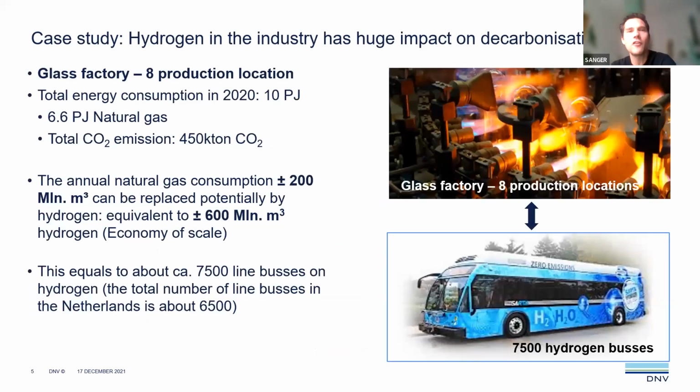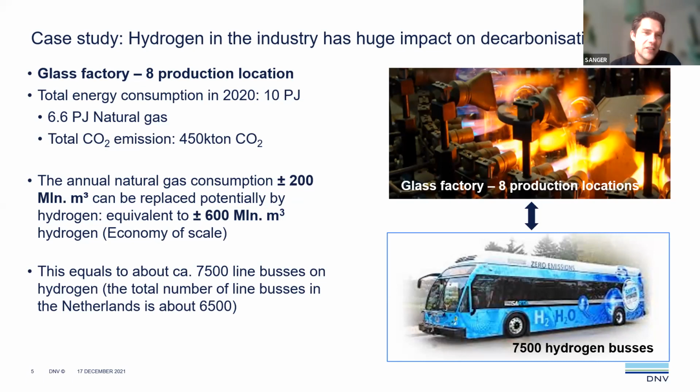Another advantage of the industry over other sectors is the economy of scale. For example, if you take a glass factory, in the Netherlands we have around 8 production locations. And they use in total 200 million cubic meters of natural gas, so that's about 600 million cubic meters of hydrogen, billion cubic meters of hydrogen. And that's the same as all the line buses in the Netherlands, even more. The 7,500 line buses equal around 600 billion cubic meters of hydrogen energy-wise.